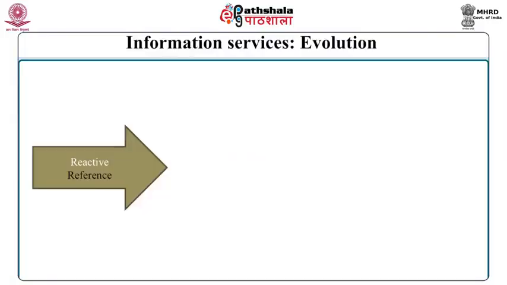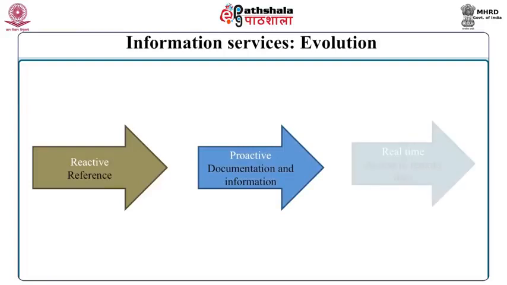While discussing the evolution of information services, we can trace them back to the 1870s when the concept of personal assistance emerged. But this evolution can be divided into three periods. One is reactive, the second period is proactive, and the current period is real time. The reactive ones we call reference services. That is, when the user visits the library and asks for some information, in response to his demand, we provide the services. These are called reactive type of services. Even today, we are providing these reactive type of services, more so in academic libraries and public libraries.